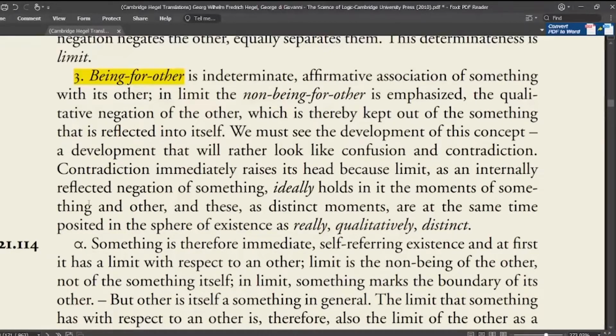3. Being for other is indeterminate, affirmative association of something with its other. In limit, the non-being for other is emphasized, the qualitative negation of the other, which is thereby kept out of the something that is reflected into itself. We must see the development of this concept. A development will rather look like confusion and contradiction. I don't know why he says this here now, as if this hasn't already been entirely confusing and contradicting.